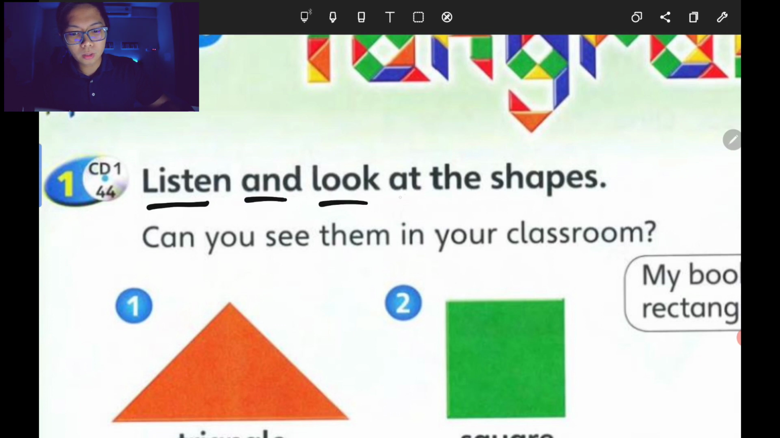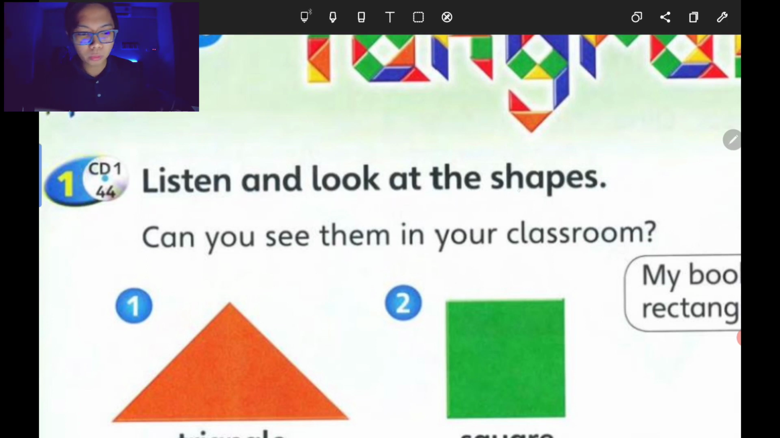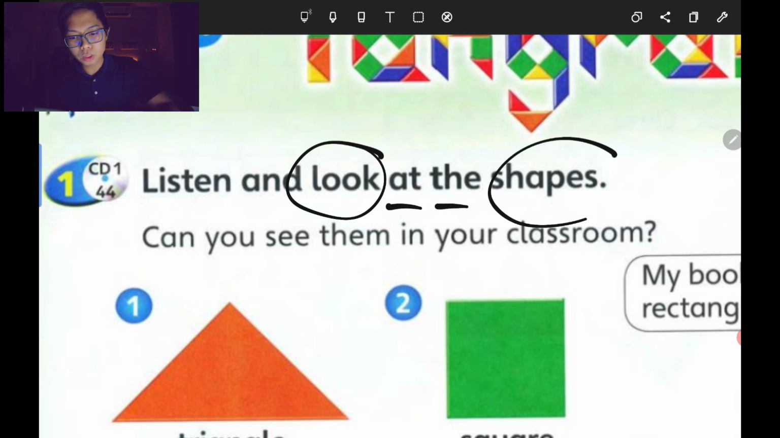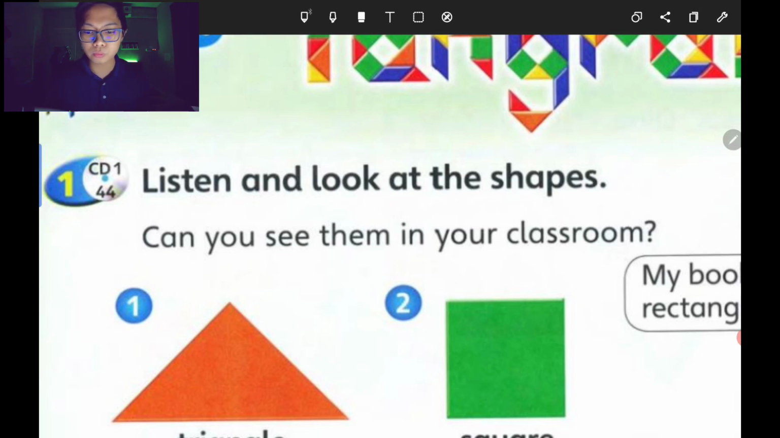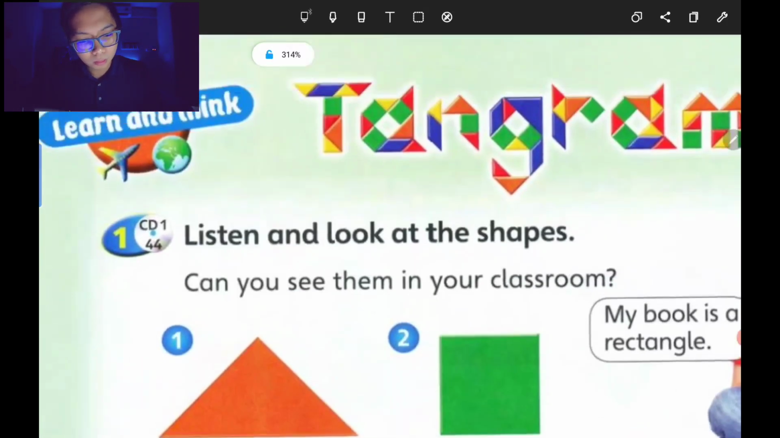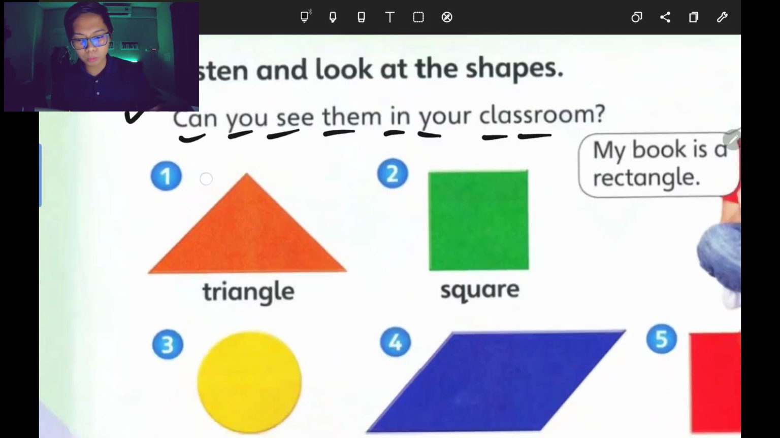listen and look at the shapes. Okay, kamu kena dengar sini, but it's okay. I'm going to read out for you, but we have to look at the shapes. Okay, ada beberapa bentuk-bentuk yang kita akan belajar hari ini. So there are a few shapes that we are going to learn today, and there is also one question: can you see them in your classroom? Can you see these shapes?